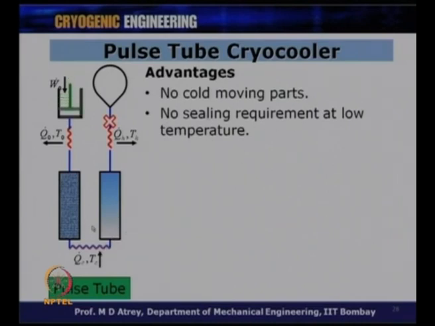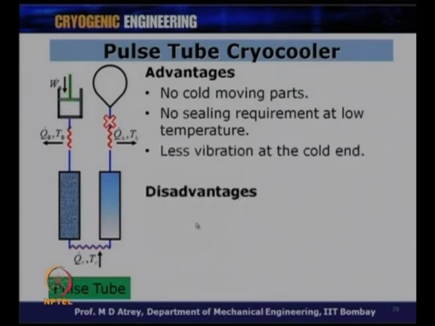The advantages are no cold moving parts, as you know here, nothing is moving. No sealing requirement because there is no displacer here. There is no sealing requirement at low temperature, which is very much required in GM coolers. Less vibration at the cold end because there is no mechanical displacer at this point.